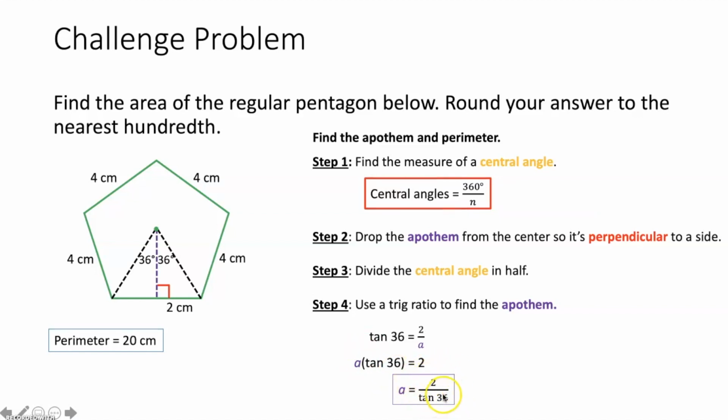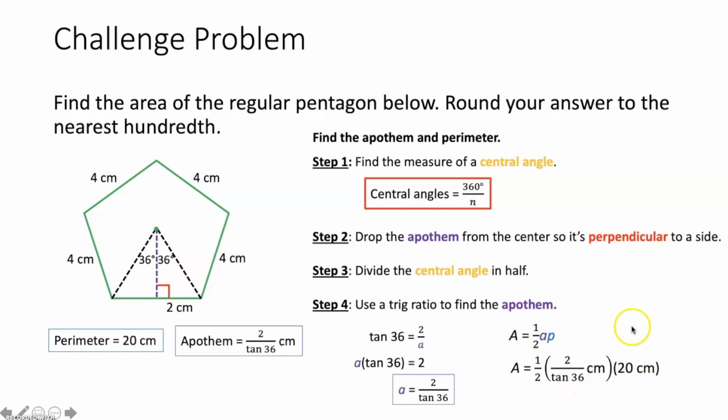Now, I'm not going to plug this in my calculator yet and round it because you don't want to round till the very end. If you round too early, you'll get the answer incorrect. So we're going to leave it like this. So our apothem, we're going to write as 2 over tan of 36 centimeters. Now we can find the area of this regular pentagon by plugging in the perimeter and apothem in the area of a regular polygon formula. Area is equal to 1/2 the apothem times the perimeter. So our perimeter was 20 centimeters. That's going to go in here for P. Our apothem, we said, was 2 over tan 36 centimeters. That's going to go in for our A.